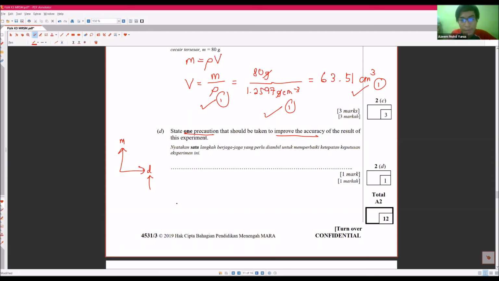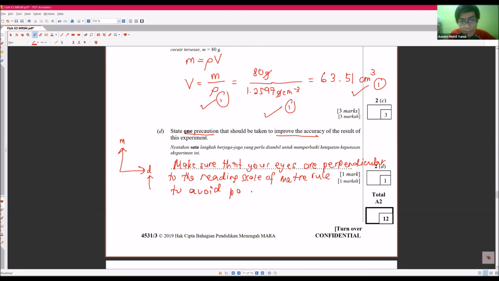Okay, so we can say, make sure your eyes are perpendicular to the reading of the meter rule at a point to avoid parallax error.